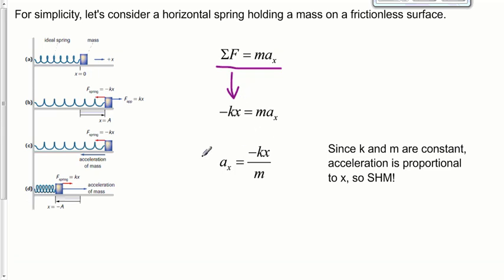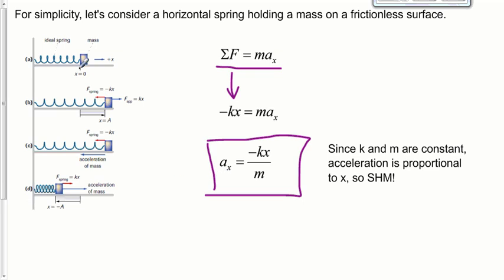If I do a little rearranging, I get that the acceleration is just equal to k over m times x. And this is important to notice: this does verify simple harmonic motion, because the acceleration is some constant, k over m, times x. So we have this proportionality between acceleration and displacement.